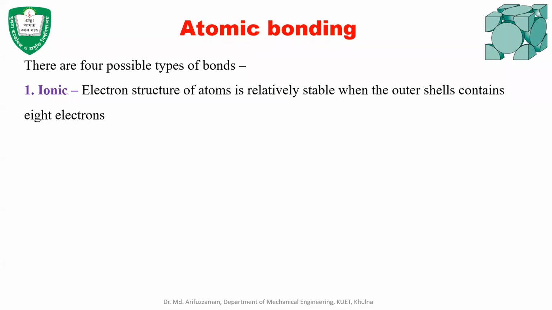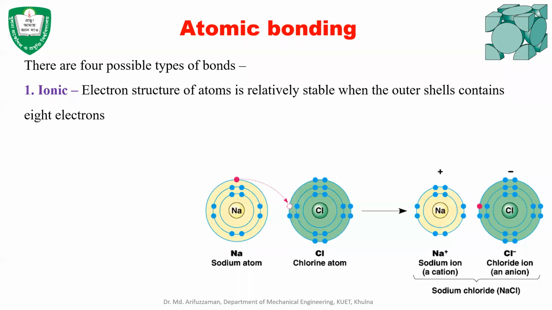First one is the ionic bond. This is a very common bonding. The electron structure of atoms is relatively stable when the outer shell contains 8 electrons. We all know that if the outer shell of an atom contains eight electrons, then it is very stable. And there is a tendency of the material to make the outer shell contain 8 electrons, and that's how the ionic bond actually forms, because of the attraction.